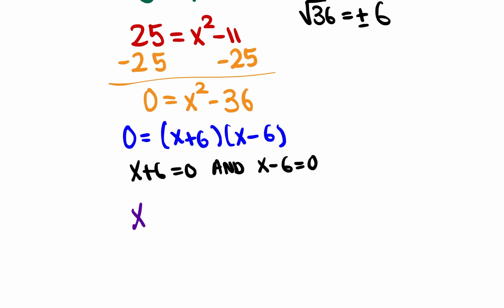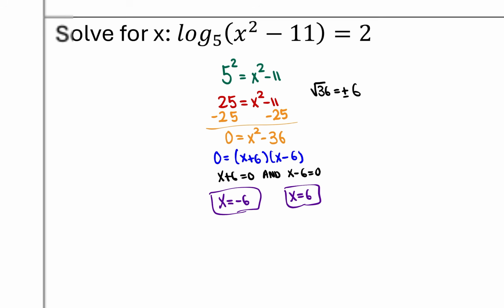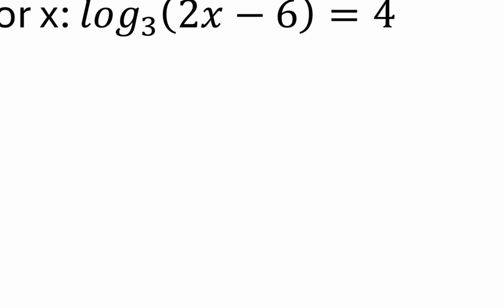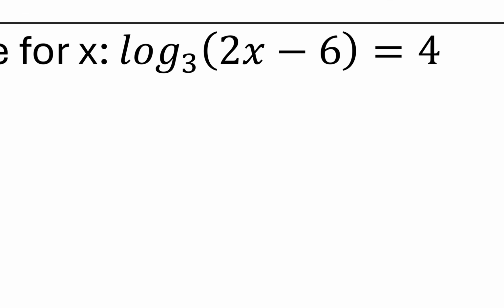So for the first one, we get what? x equals -6 as the final solution. For the second one, we get what? We add 6 on both sides. We get x equals +6. Okay, moving on to the next question, we have the following log equation.